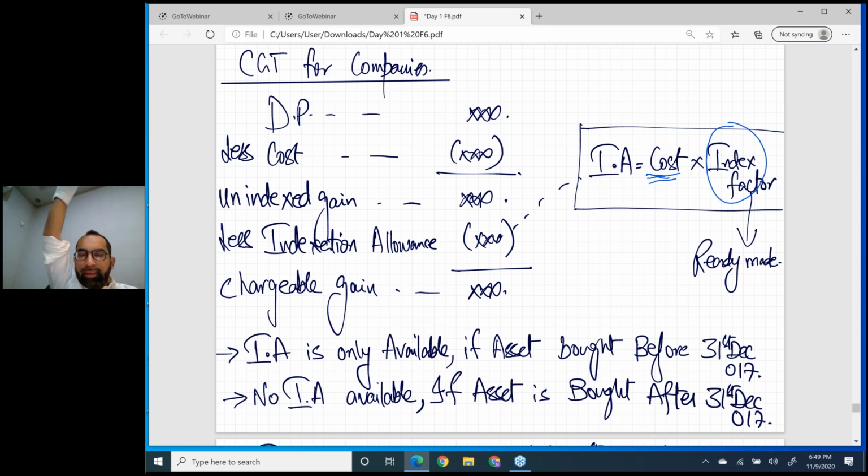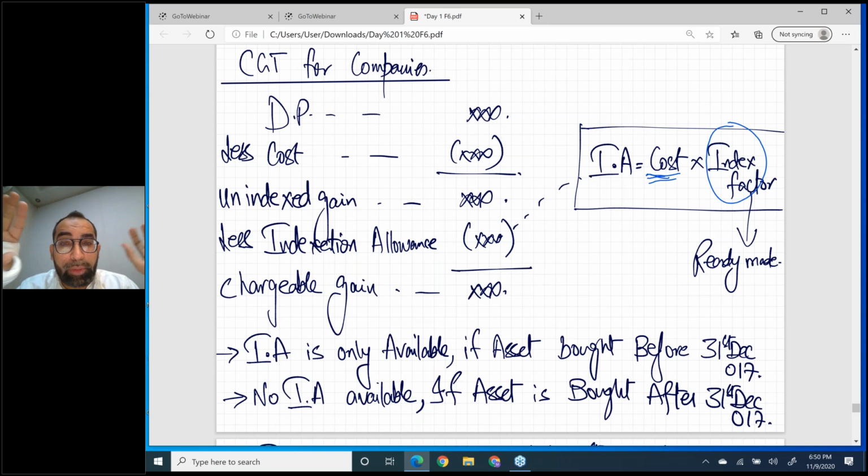Now the question, sir, is there any annual exemption available for companies? No, big no. Annual exemption is only for individual capital gains. For companies there is no annual exemption, but instead they have allowed indexation allowance. So think like that: for individuals they have given annual exemption, and for companies they have given indexation allowance.